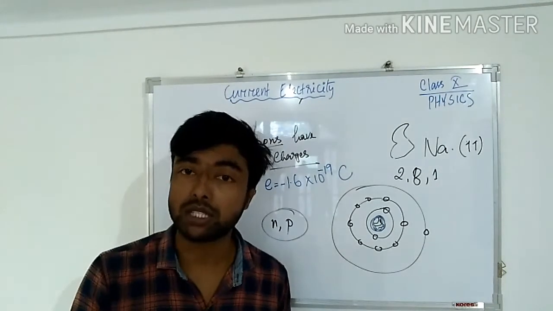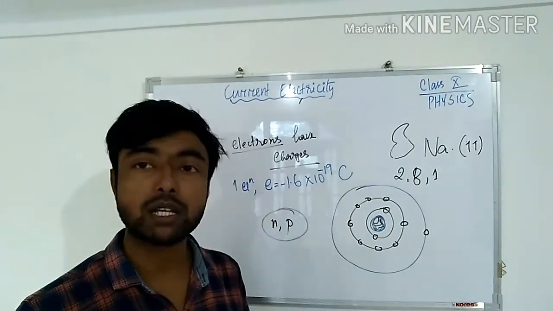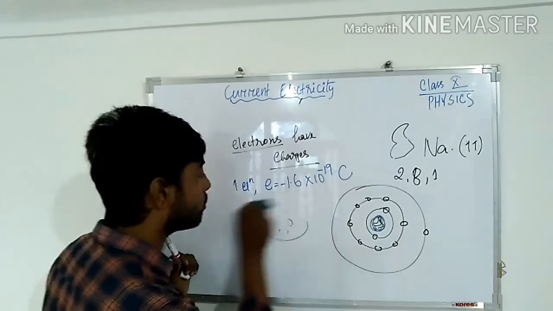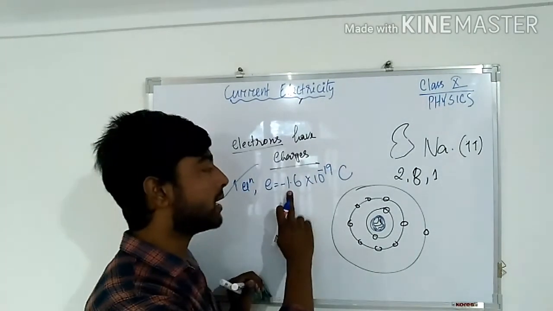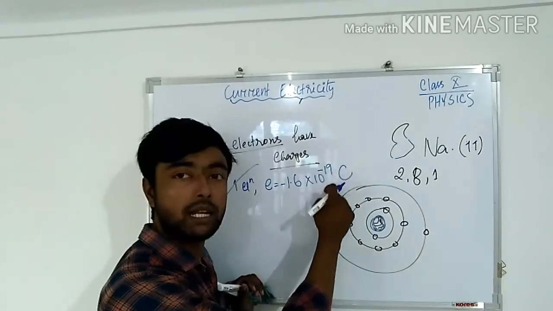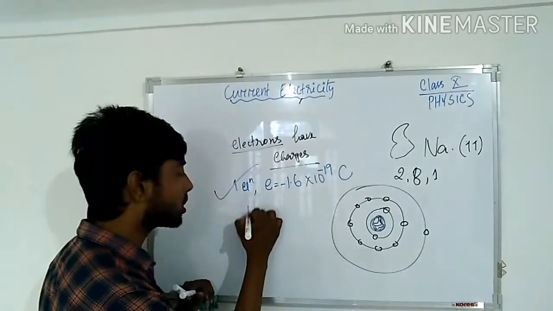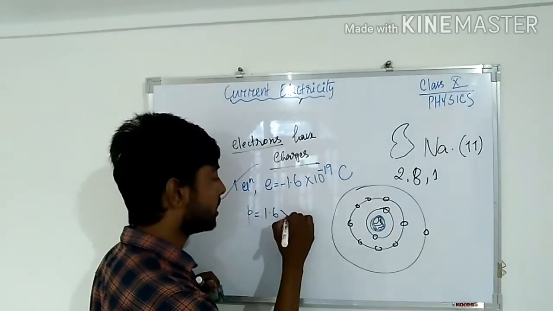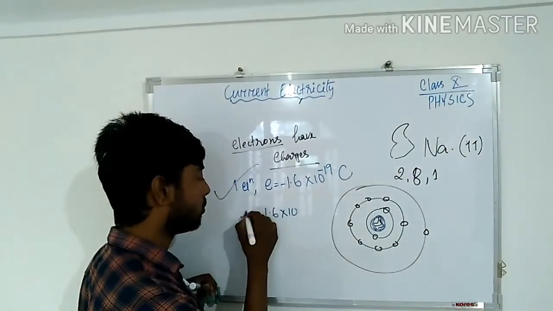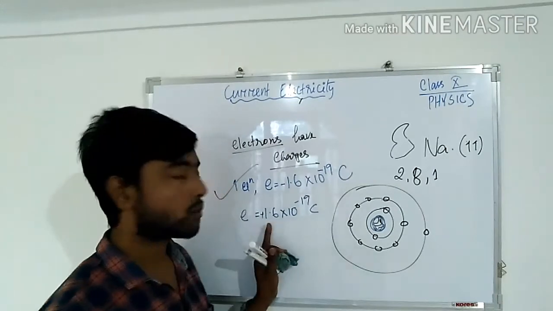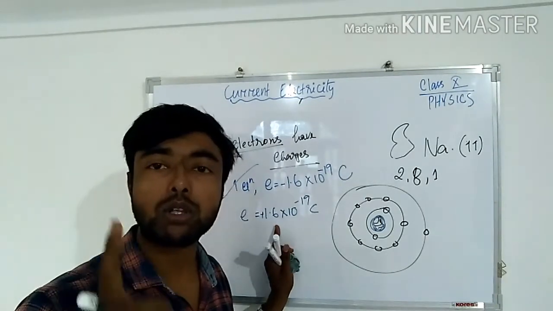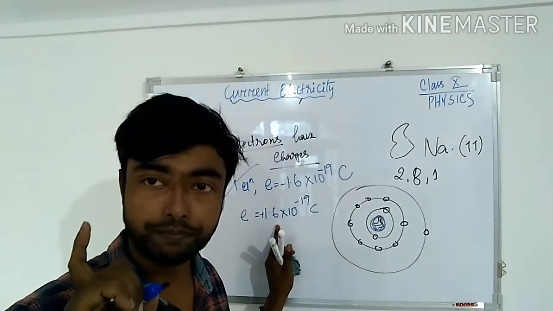Protons have charges. Remember, the charge of one electron is minus 1.6 into 10 to the power minus 19 coulomb. What is the charge of one proton? 1.6 into 10 to the power minus 19 coulomb, this is also e. This is positive. Protons are positively charged.